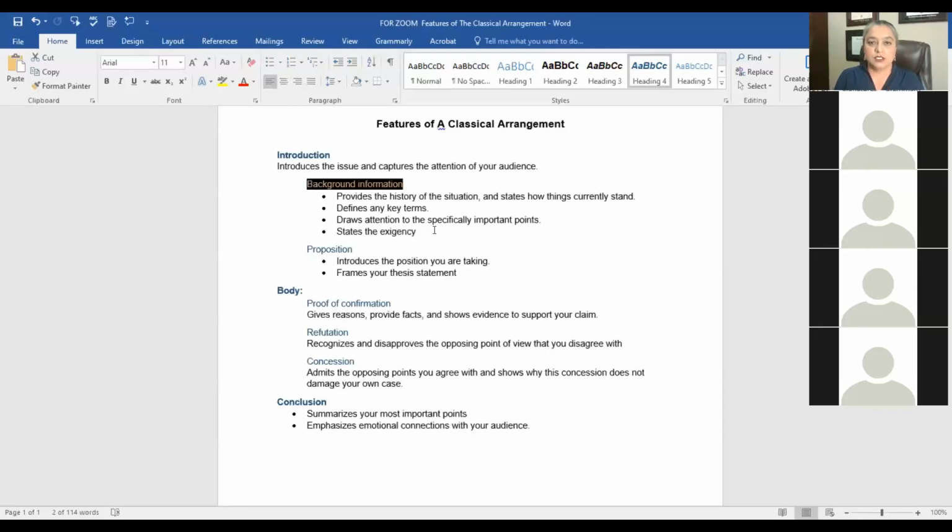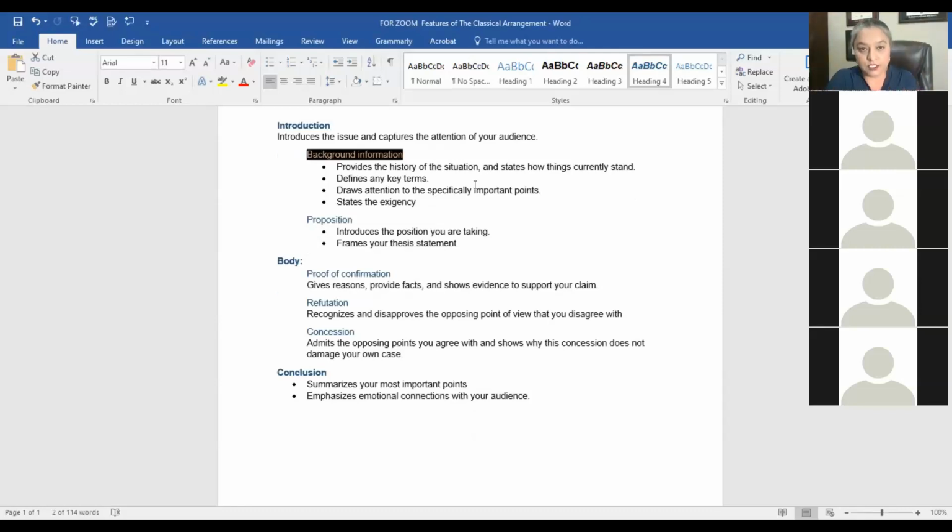Draw attention to the specifically important points and state the exigency. Your exigency, again, will be right either in your thesis statement or right before the thesis statement. Proposition, this is where you introduce your position. You talk about your thesis and what your paper is going to be about. So basically you draw a small roadmap for your paper, okay?